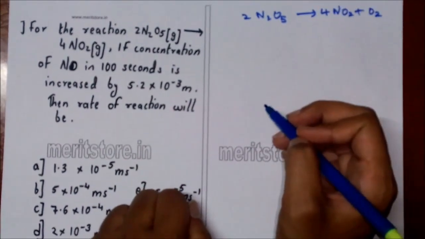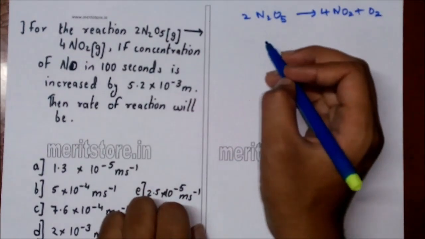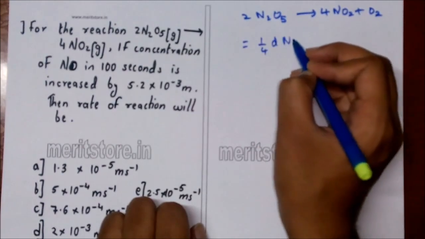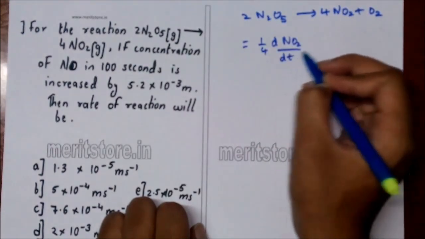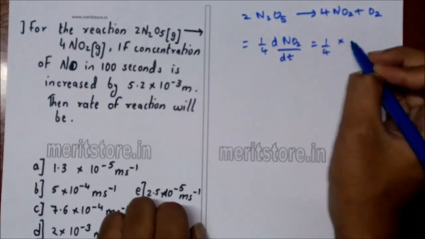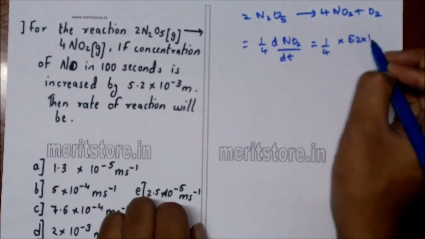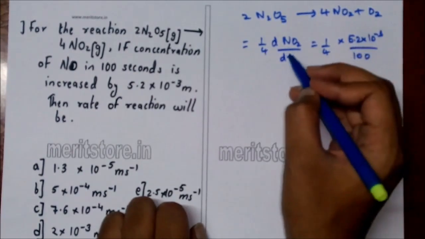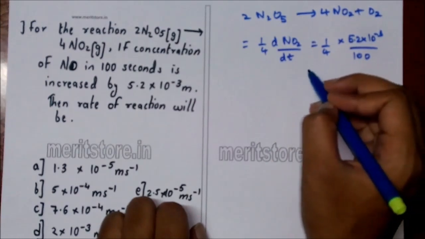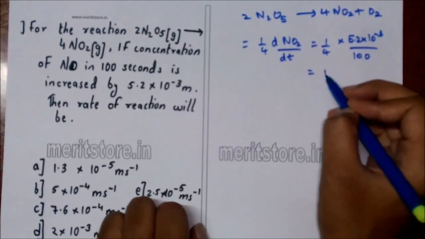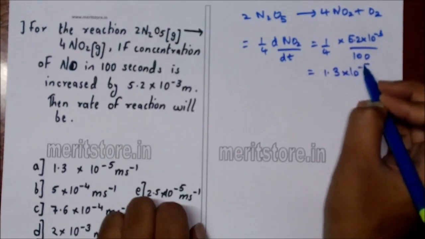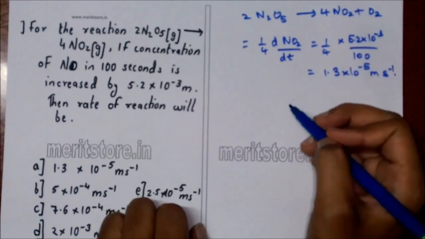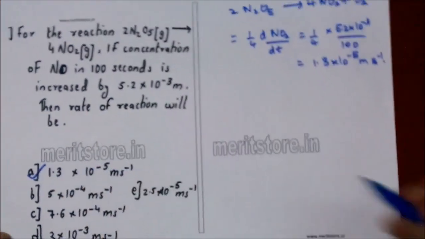The rate of reaction with respect to NO2 is equal to 1 upon 4 d NO2 by dt, which is equal to 1 upon 4 into 5.2 into 10 raised to minus 3 upon 100. This is the rate of NO2 by dt, which is equal to 1.3 into 10 raised to minus 5 meter per second. So option A will be the correct option.